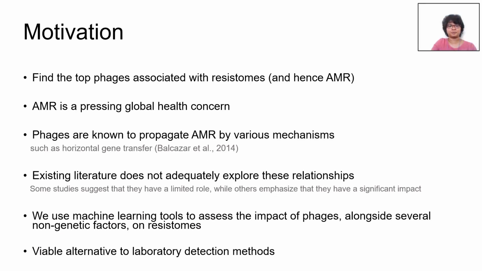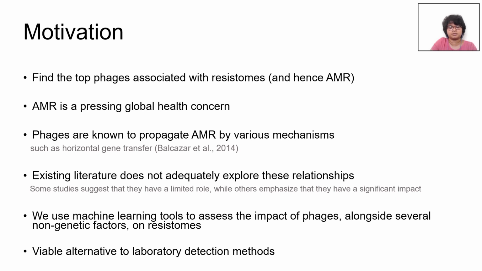The main aim of our project is to study the role of phages in the spread of AMR by focusing on the relationship between phages and resistome abundances. AMR is a global health concern, and phages have been identified to spread resistant genes among bacteria by various mechanisms, such as horizontal gene transfer. However, the existing literature does not adequately explore this role. Some studies stress their importance, while some others claim that they do not have a substantial impact.